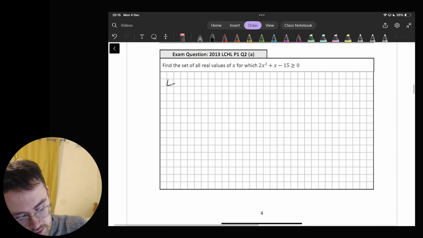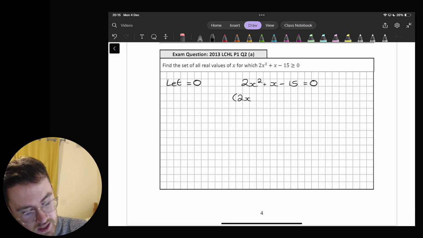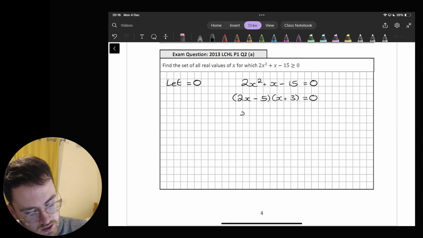So let's look at this next one here. Again, same steps as before. We're going to let it equal to 0. I get 2x squared plus x minus 15 is equal to 0. So getting my factors for that: 2x minus 5, x plus 3 equal to 0. So that gives me x is 5 over 2, or x equals minus 3.